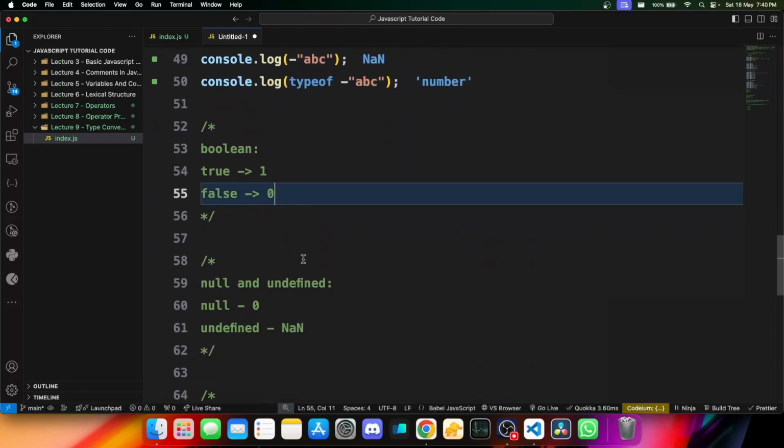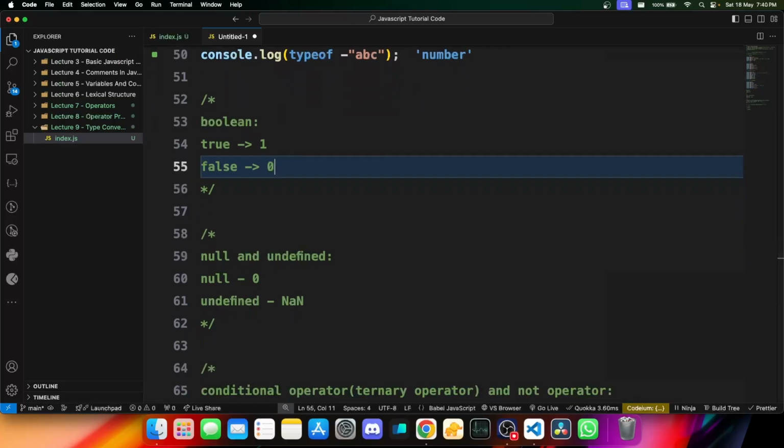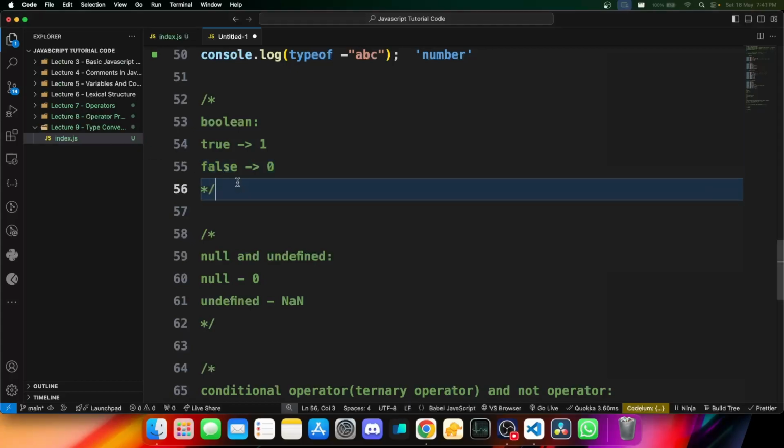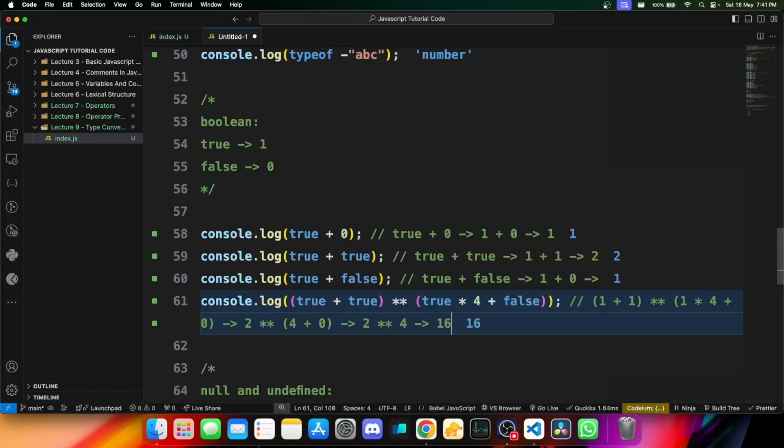Let's talk about boolean now. So boolean has a very interesting rule that true is basically 1 and false is 0. So this is something you can just memorize, that true is equal to 1 and false is equal to 0. Some examples for that I can show you. So if you go and say true plus 0, that would give you 1 plus 0, that would become 1, because true would get implicitly converted into 1.